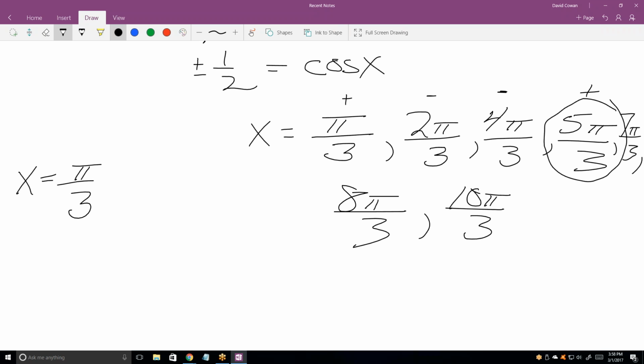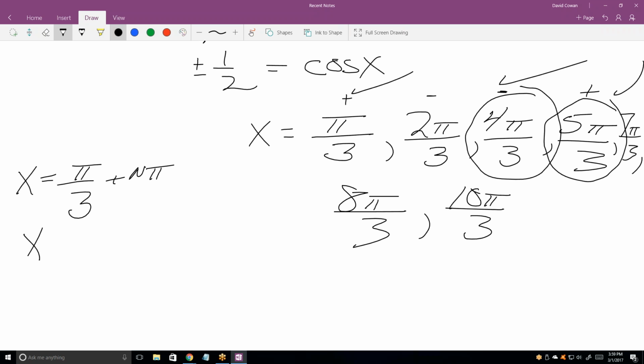I have to add, not that one, I want this one here. So I want to add n pi, and then that gives us this one and this one. And the other answer is 2 pi over 3 plus n pi. And that gives us this one, this one, and this one.